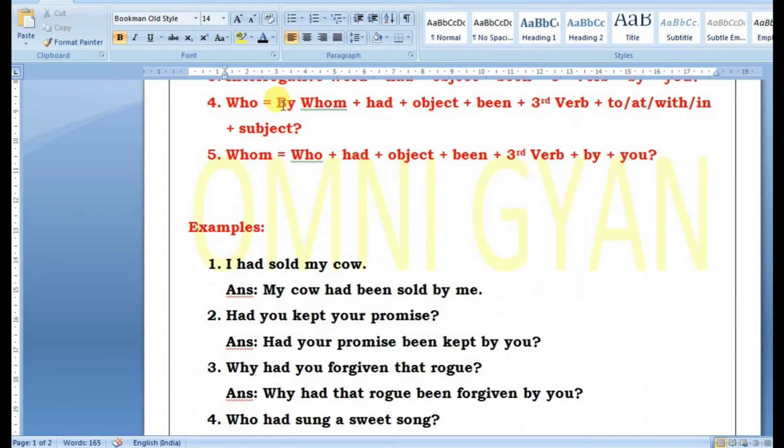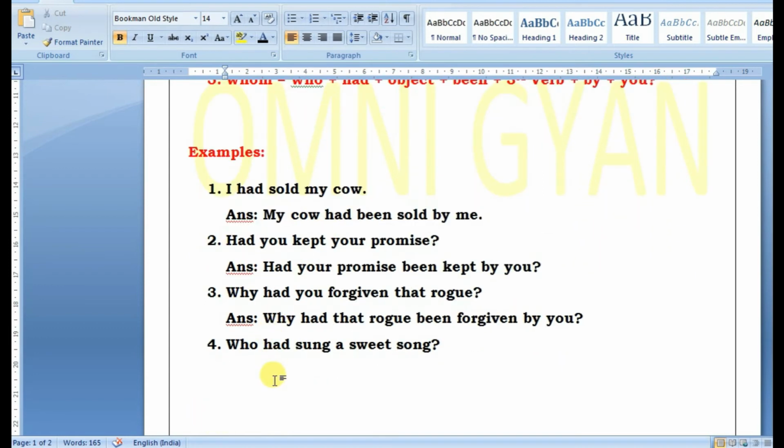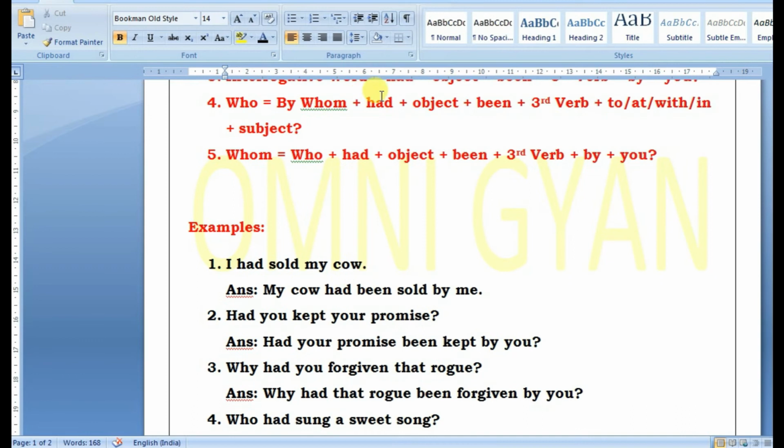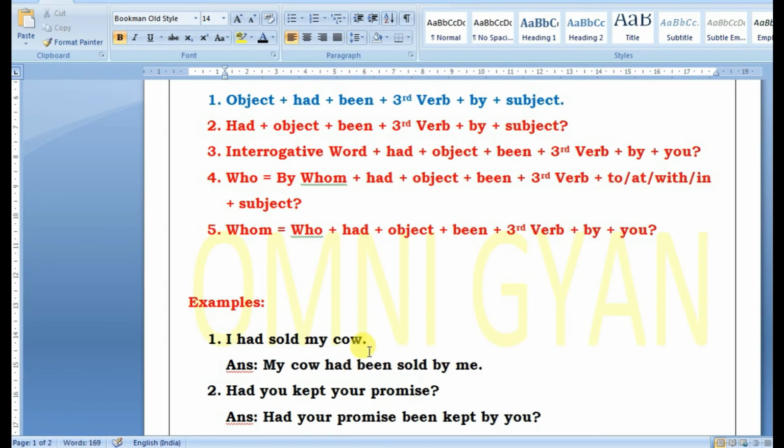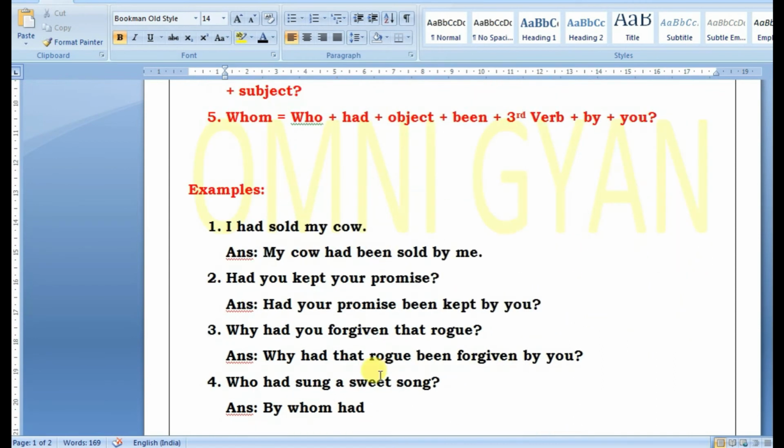So first of all, if you see the word "who", you have to begin with "by whom". So I begin the sentence with "by whom". So by whom, and then what do you have here? Had. By whom had, and then the object. The object is "a sweet song". You take the determiner also along with the object. Okay, not only the object, but you take the determiner also with the object.